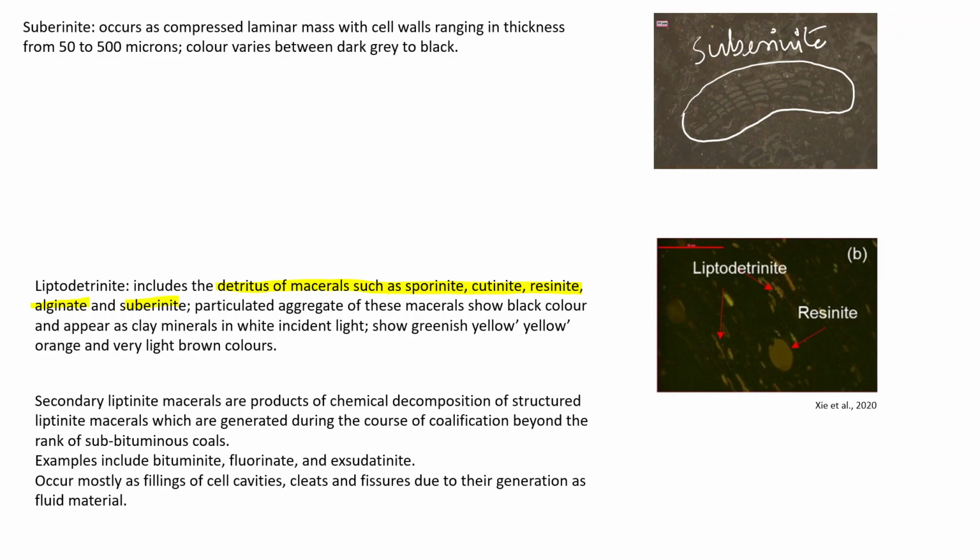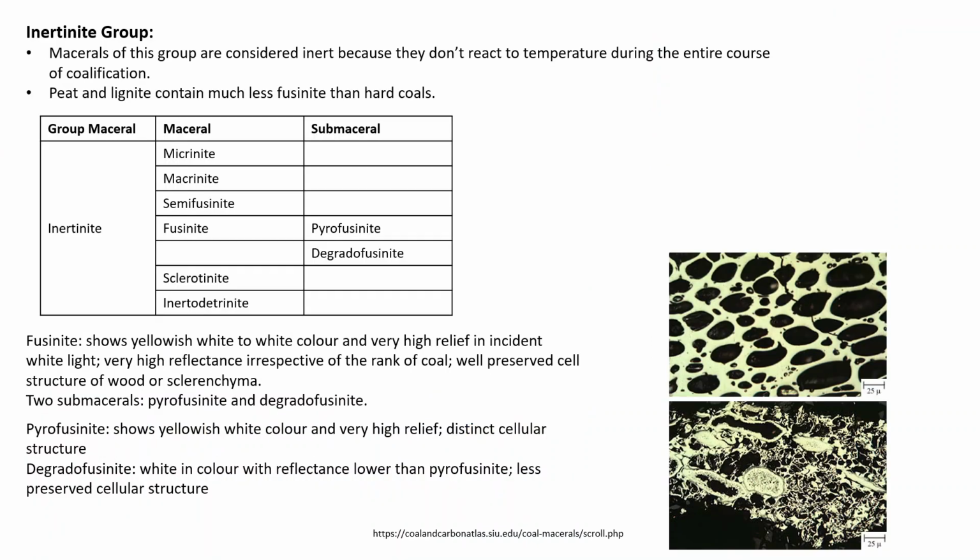The secondary liptinite masses are products of chemical decomposition of structured liptinite masses, and they are generated during the course of coalification beyond the subbituminous coal rank. So bituminite, fluorinite, exudatinite are examples of secondary liptinites, and they occur mostly as cell cavities, cleats, and fissures due to generation as a fluid material.